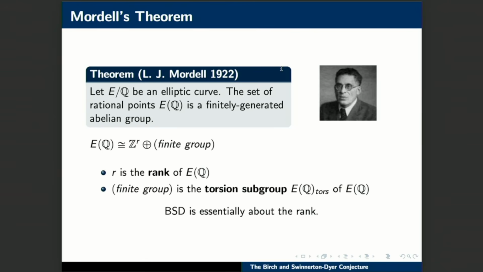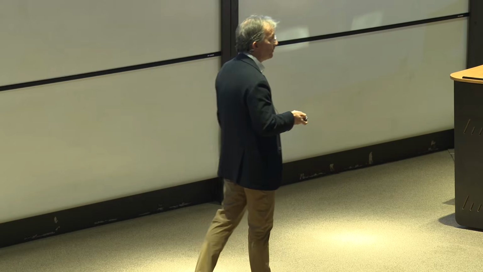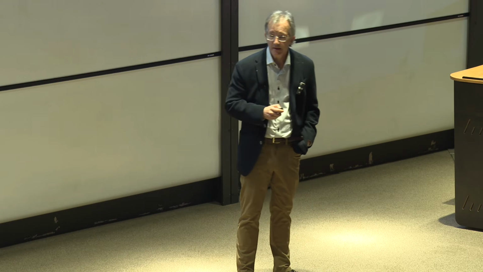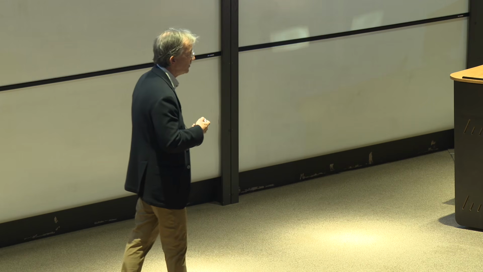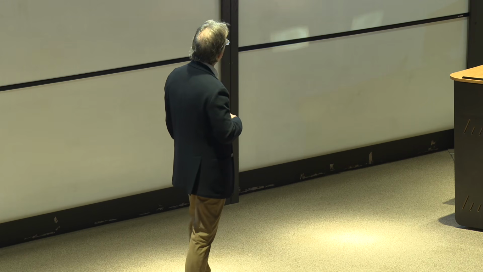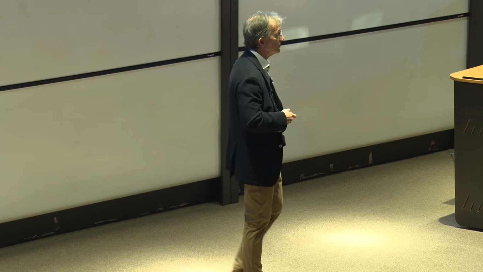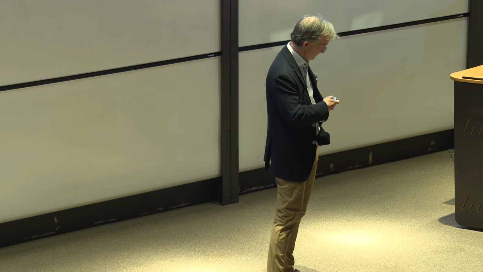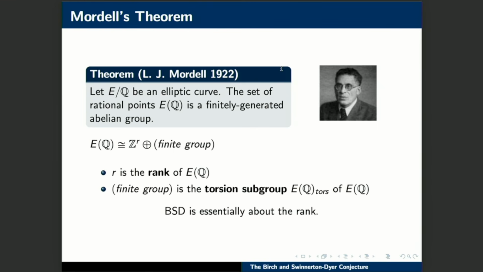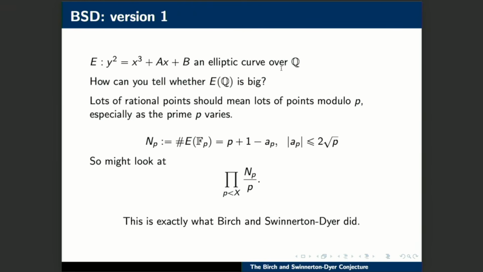And the Birch and Swinnerton-Dyer conjecture is essentially about the rank. So the rank being positive just means that there are infinitely many rational solutions or rational points on the curve, and the rank being 0 means that there are finitely many solutions. And so this is maybe a little more refined than just answering the finite versus infinite question. All right, but how do you get a handle on this rank?